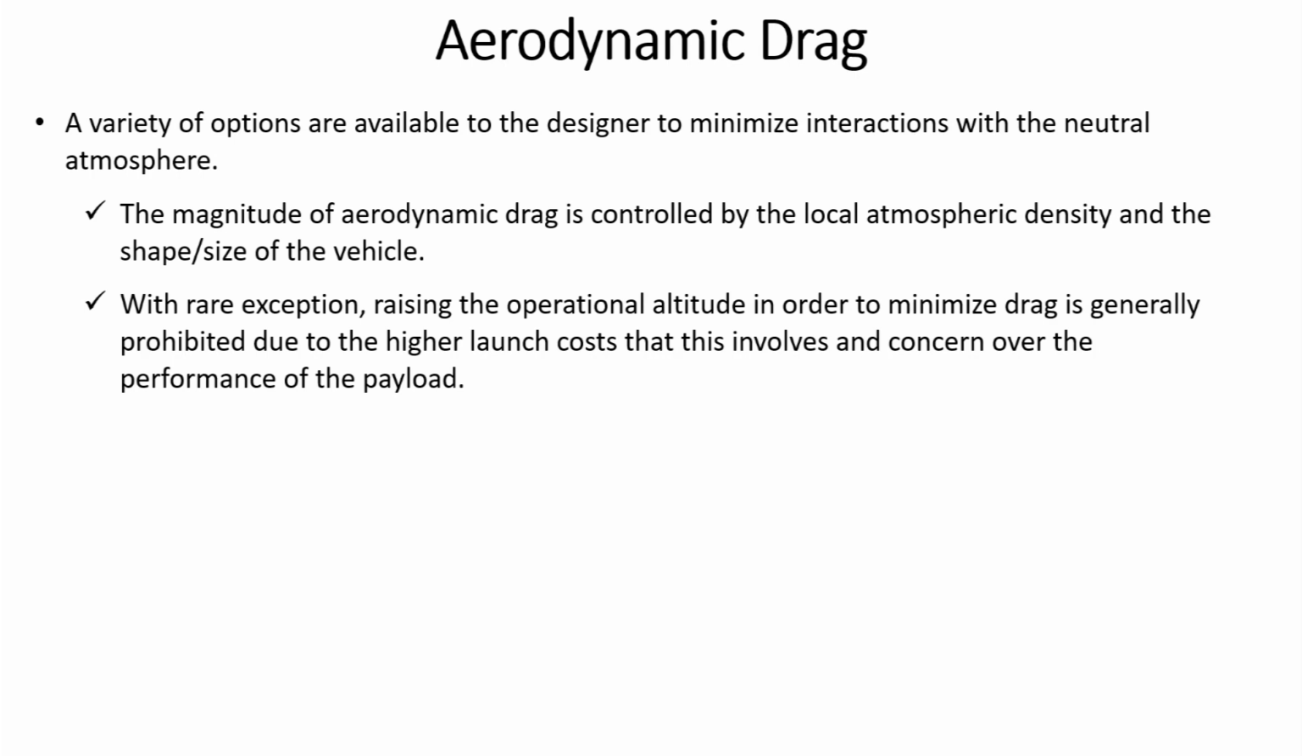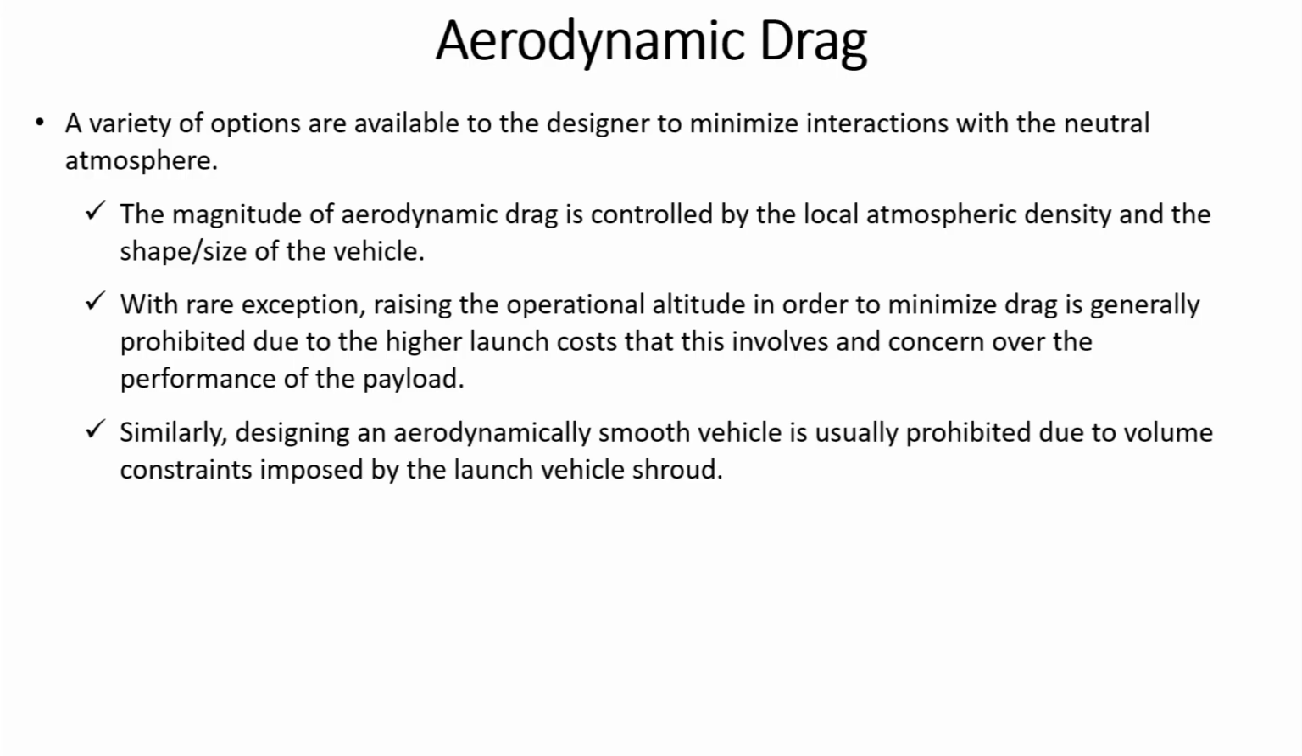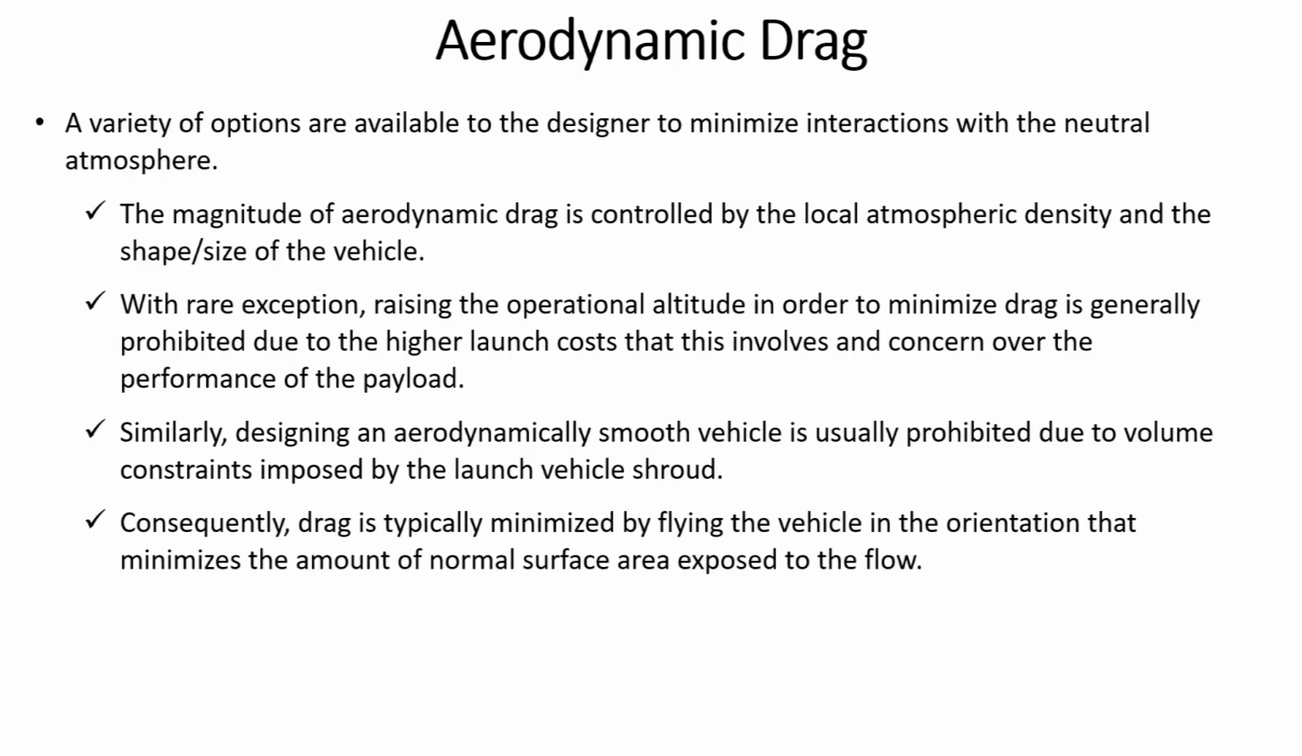Like the sun synchronous orbit. Designing an aerodynamically smooth vehicle is usually prohibited due to the volume constraints imposed by the launch vehicle shroud. So, the drag is typically minimized by flying the vehicle in the orientation that minimizes the amount of normal surfaces. Here the intention is that your ballistic coefficient should be higher, so the mass to area ratio should be as high as possible.